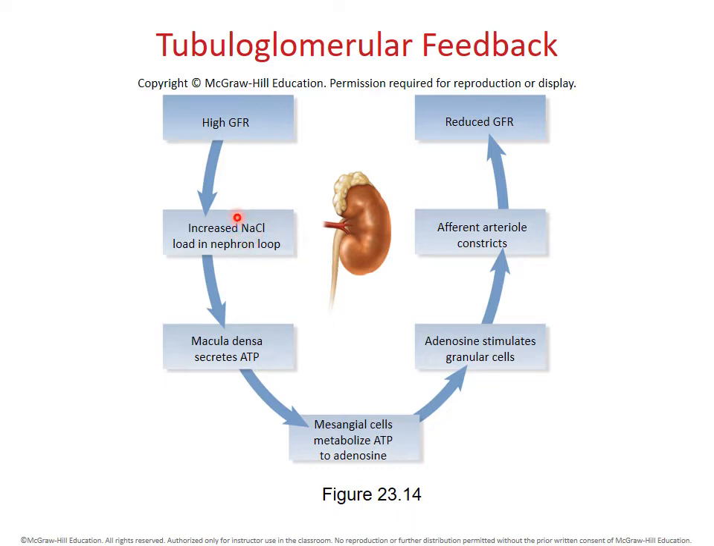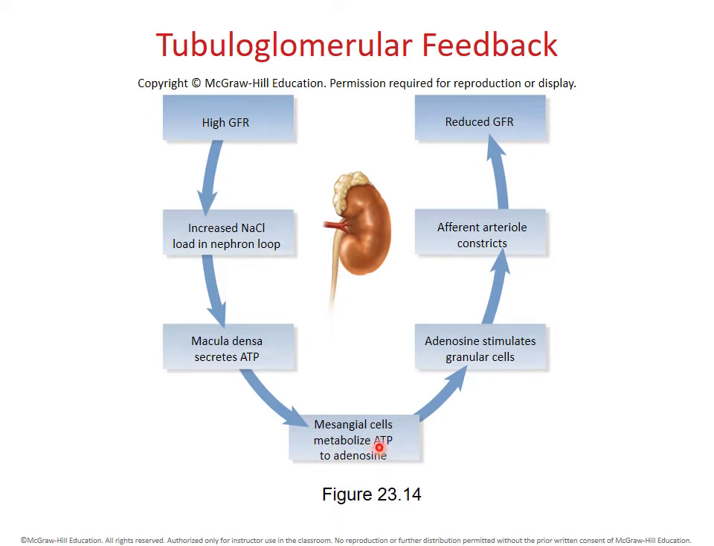And so by the time they reach the beginning of the distal convoluted tubule, where the macula densa cells are, the sodium and chloride is usually in higher concentration. The macula densa cells sense this higher concentration and secrete ATP. Sitting right next to the macula densa cells in the wall of the distal convoluted tubule are mesangial cells, a little patch of cells right next to that tubule. They pick up this ATP, remember, and they convert it to adenosine.